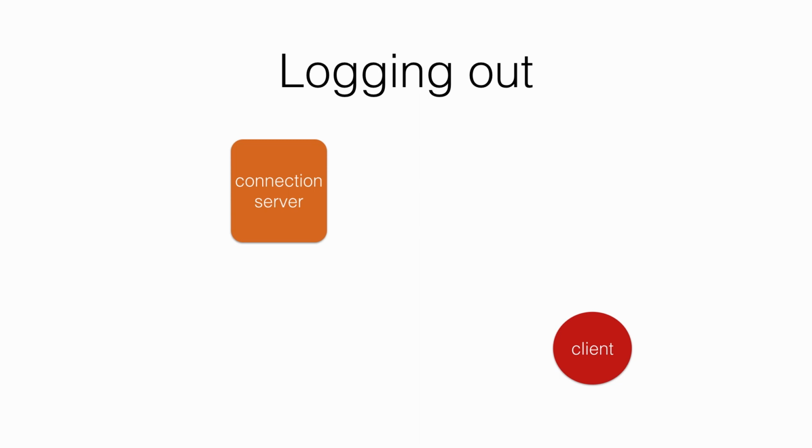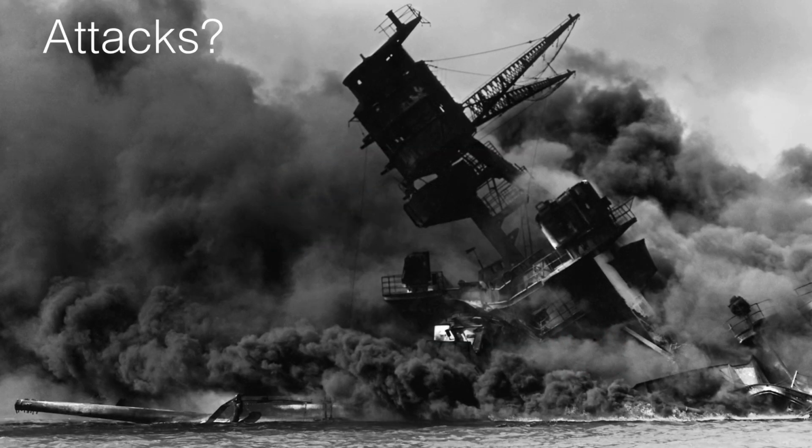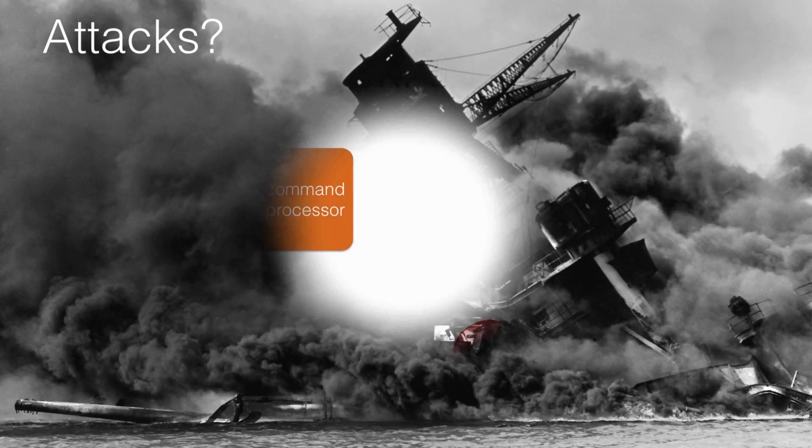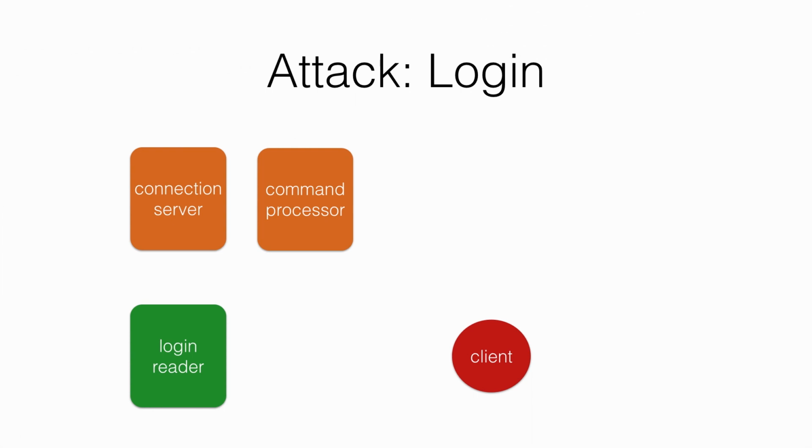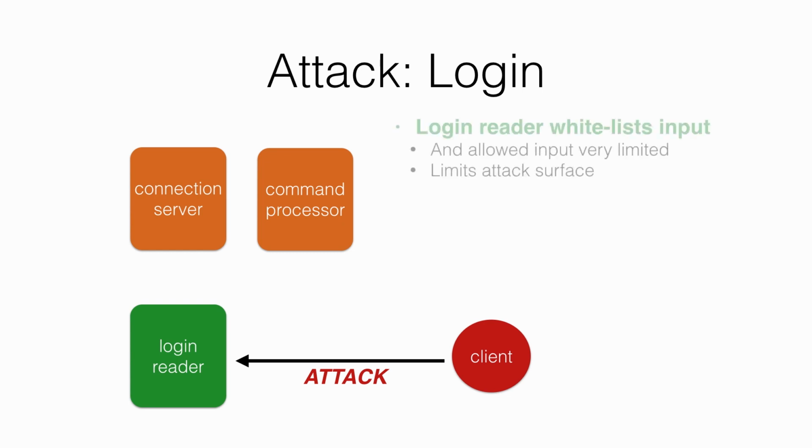Okay, so given this design, what attacks are possible? Well, the first attack we might consider is one at login. Suppose that during the login process, the client tries to inject a string to overrun a buffer or perform some other malicious action. Well, in this case, the login reader is whitelisting its input. It's only allowing user password and ignoring everything else. As a result, it limits the attack surface, making it hard for the client to penetrate the login reader.